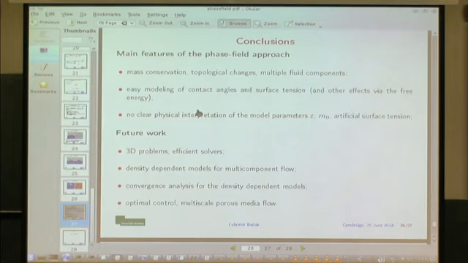optimal control, where we have already taken some first steps, and also people in Hamburg around Michael Hinze, and multi-scale flow in porous media, where these models seem to be quite interesting from the point of view of application.